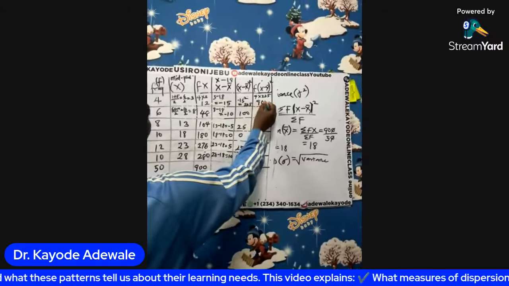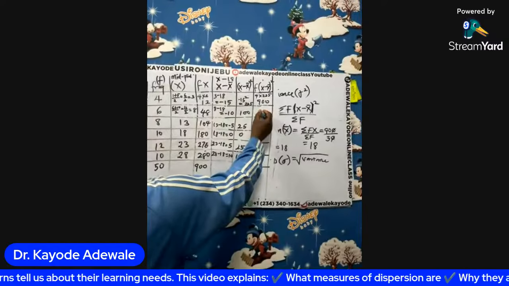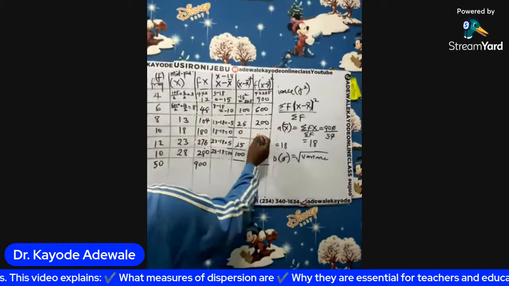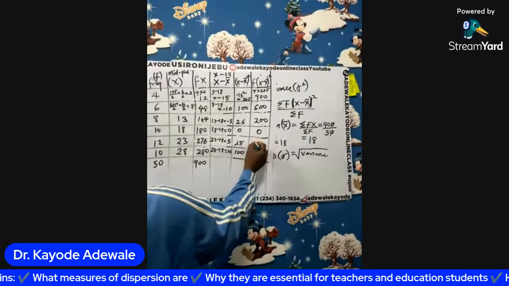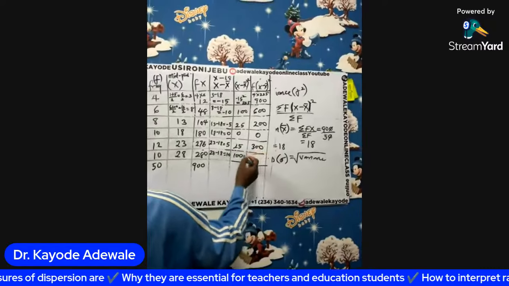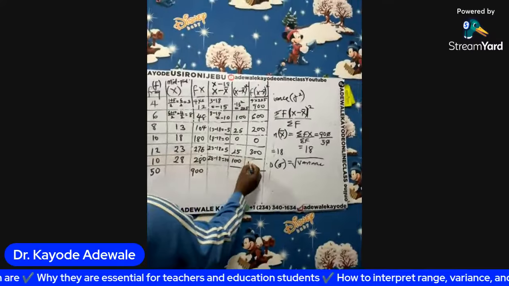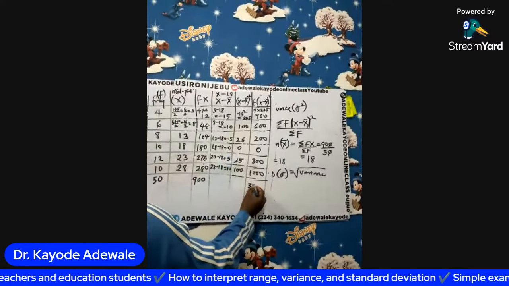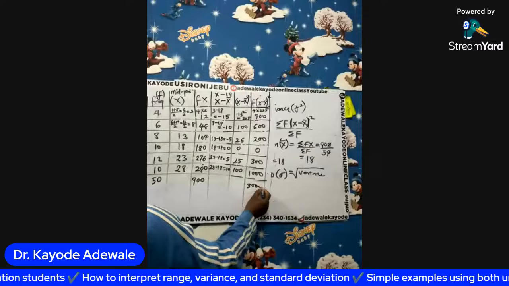So this is going to give you 900, and this will give us 600. This will give us 200. This will give us 0. This will give us 300. 10 multiplied by 100 will give us what? 1000. So when you total everything here, you will get 3000.